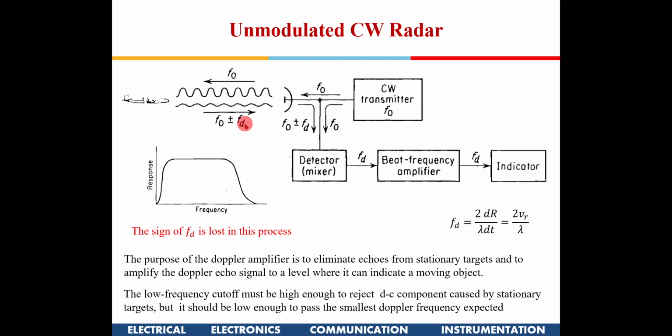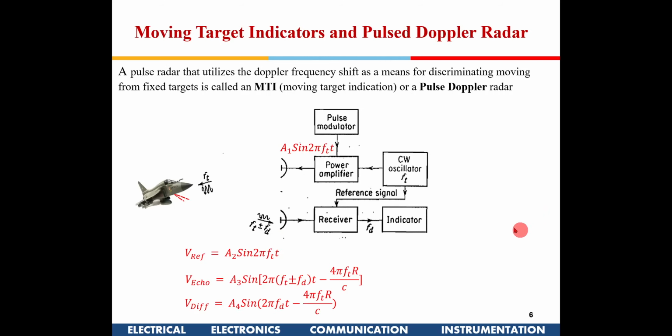This FD, which is known as the Doppler shift, again we saw that FD is given by this equation. The amount of Doppler shift is proportional to the velocity. So Doppler frequency and the velocity of the target are related by this equation: FD is equal to 2VR by W (that is, 2 v_r over wavelength). This again we saw in the third class. So today we are going to see something known as moving target indicators and pulse Doppler radar.